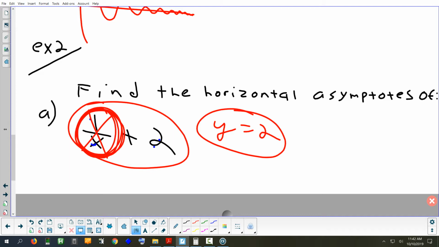Even if I made this a 12, it doesn't matter. 12 divided by 1,000,000, or 1 divided by 1,000,000, is basically the same number, 0.000 something. Right. Very small.